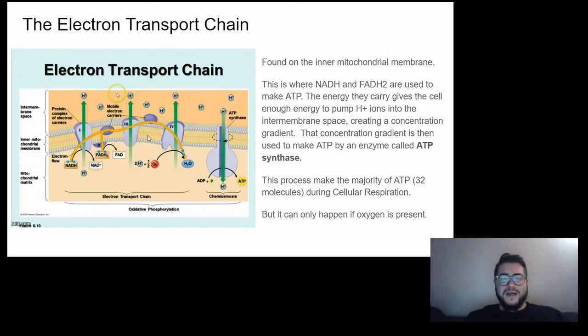If you can recognize down here, oxygen is present as the electron and hydrogen acceptor. It accepts the electrons, accepts the hydrogen ions, and turns that oxygen into water. If this isn't present, this reaction does not happen.